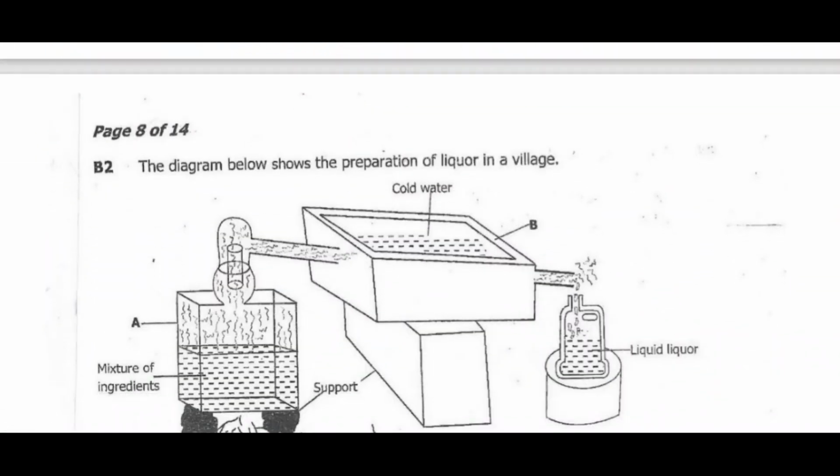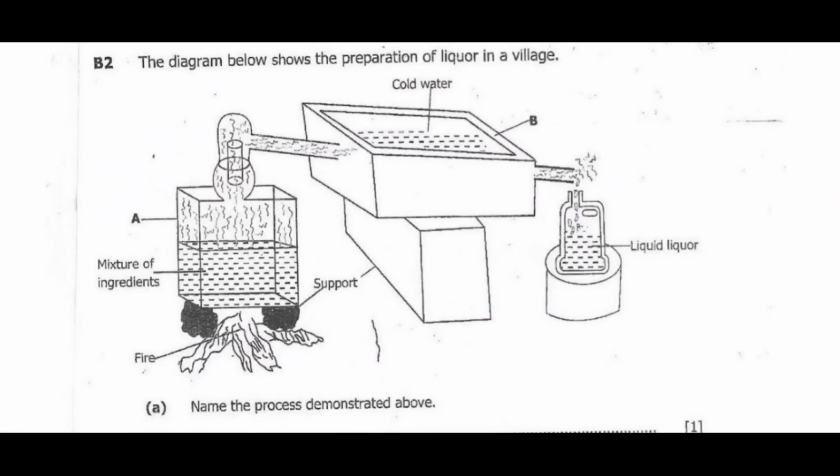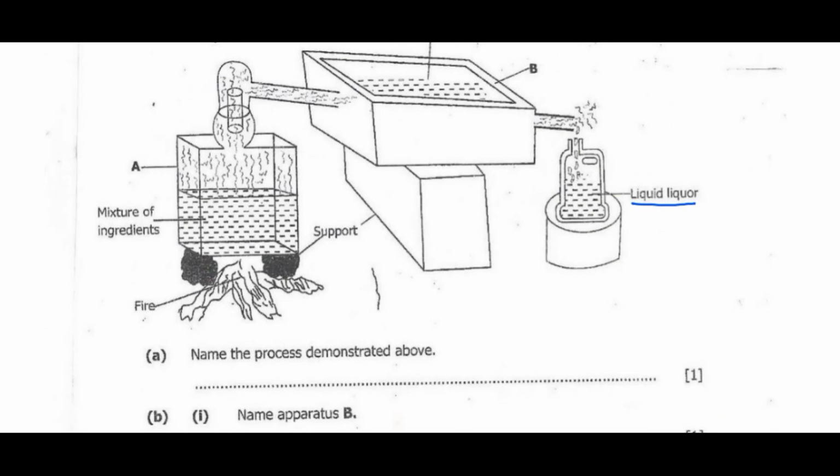Now we can move on to question 2. The diagram here shows the preparation of liquor in a village. Okay, so we can analyze. We have fire, then a mixture of ingredients, we have support, then A, cold water, B, then our liquor is here. Then name the process demonstrated above. So this is the fermentation process.